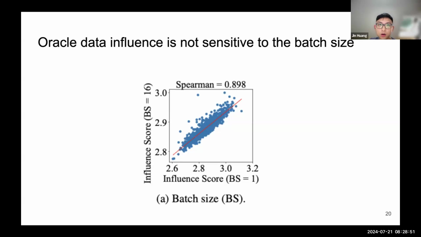So which means that the Oracle data influence calculation is not very sensitive to the batch size, as long as we're doing the calculation for the same model state here. Okay.